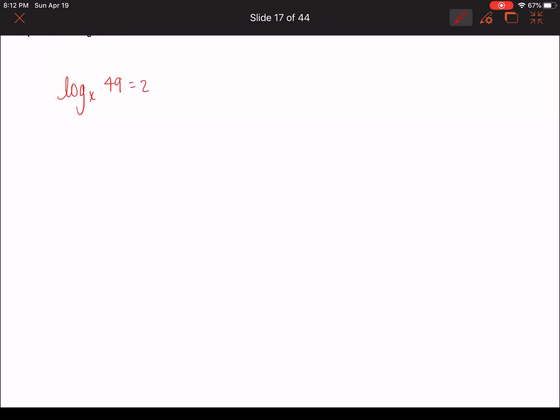Okay, so my question is, in this problem, what is the base? X. Very good. X is the base. What is paired with the base right now? 49. What is the log equal right now? 2. So we know down here in this exponential function, 49 cannot be paired with x, and it cannot equal 2. That means it has to equal 49, and then 2 has to be paired with x. And your variables can be in any spot, no matter what.